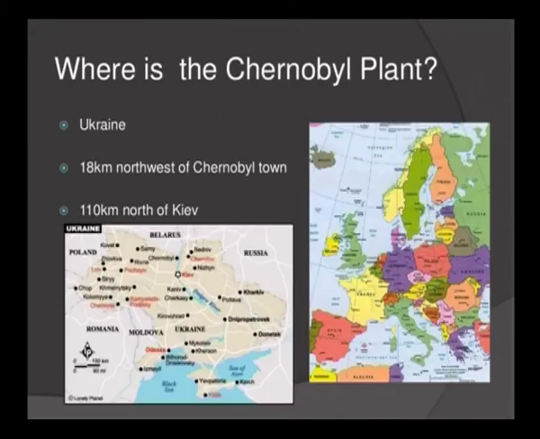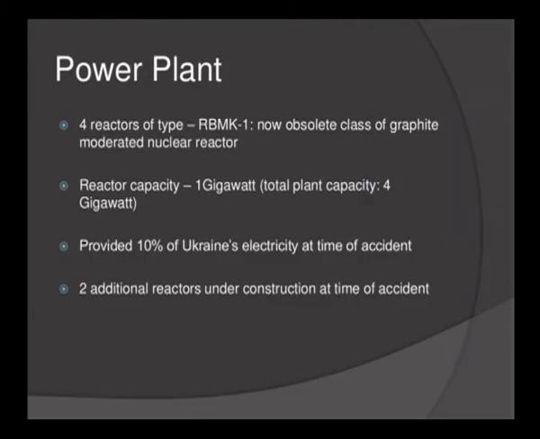Where exactly is the Chernobyl plant? It's in Ukraine, about 18 kilometers northwest of a particular town, and 110 kilometers north of Kyiv. These two are highly populated cities. If you look at the power plant over here, you had 4 reactors of type RBMK-1000, now considered an obsolete class of graphite moderated nuclear reactor. Reactor capacity was 1 gigawatt, and it provided about 10% of Ukraine's electricity at the time of the accident. So, it had a massive capacity.